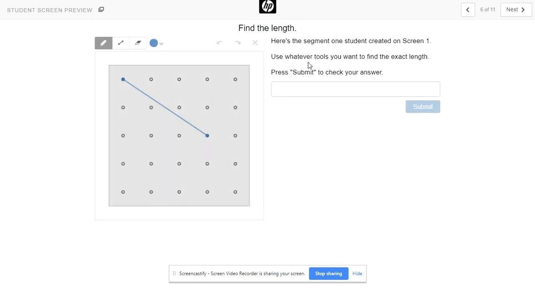Here it says, here's a line segment one student created. Use whatever tool you want to find the exact length, and then hit submit to check your answer. So when we check your answers, they're going to be looking for exact answers, which means we're going to have to enter square roots. Remember, to enter square roots, you just type in the letters S, Q, R, and then when I hit T, this is going to turn to a square root symbol. Okay, so that's how you enter in exact answers, by using these square root symbols.